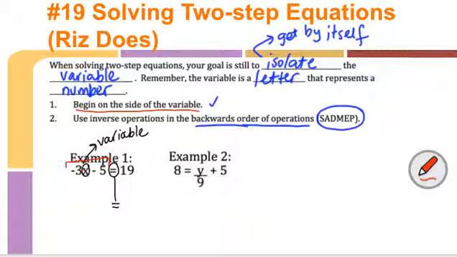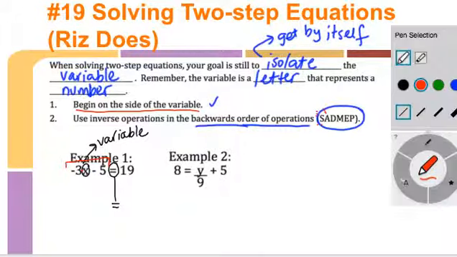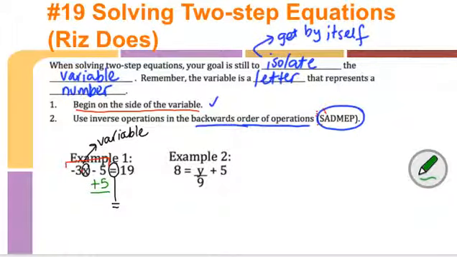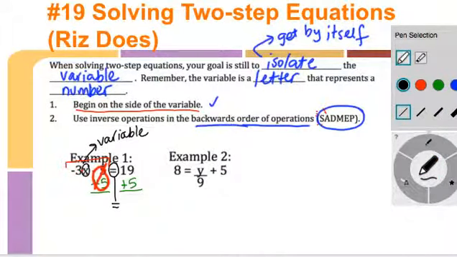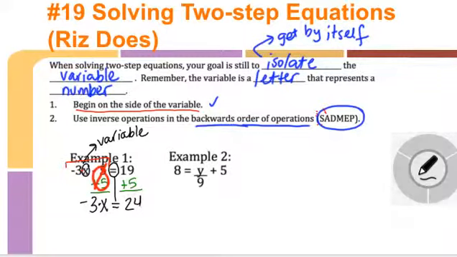Now I'm going to go through SADMEP and just ask myself the following question. Do I see subtraction? I see subtract 5. So yes, I do see subtraction. And I'm going to go ahead and use the inverse operation of subtraction. Inverse operation of subtraction is addition. So I'm going to add 5. Now I just created an imbalance. So I needed to add 5 on the other side of the equation. So here I'm left with a 0 pair. So now I've got negative 3 multiplied by x equals 24.